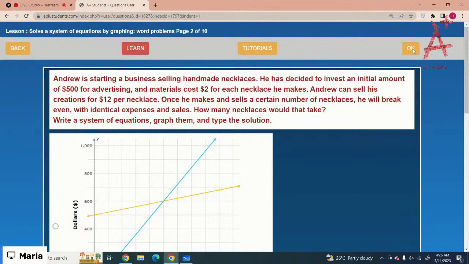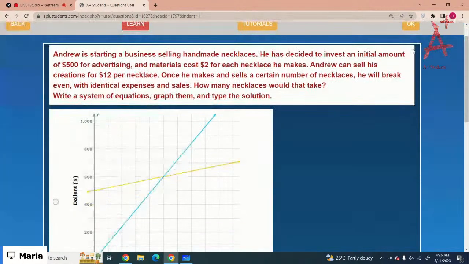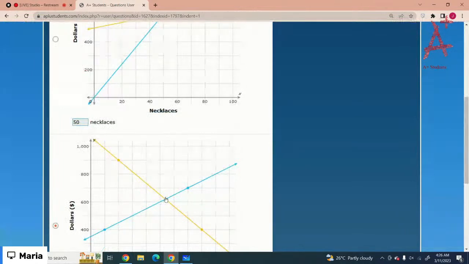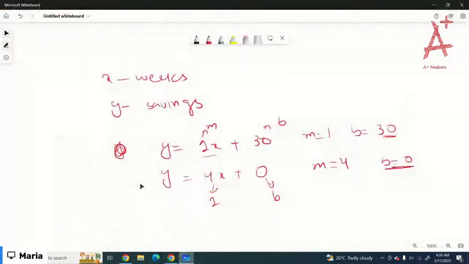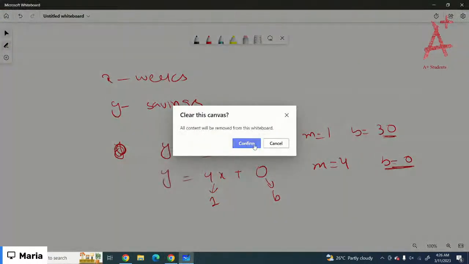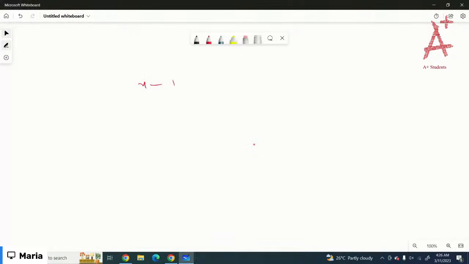How many necklaces would that take? Write a system of equations, graph them, and type the solution. So let's just write down the equations. On the graph, x is necklaces and y is dollars. Got it? So let's write down the equations first and then we'll solve them.